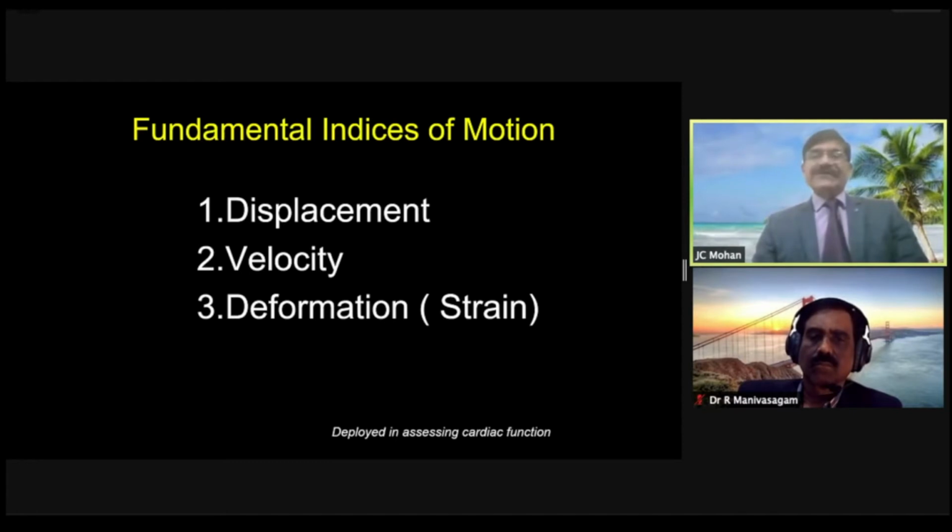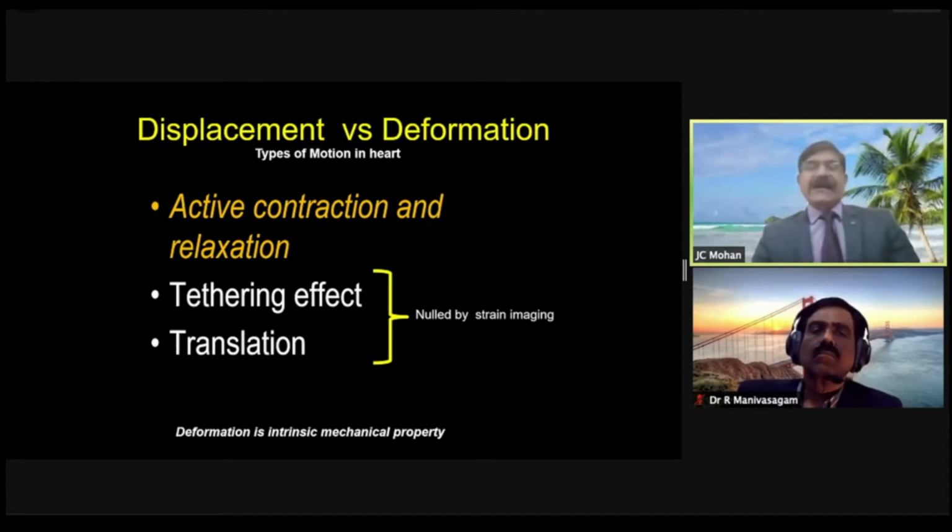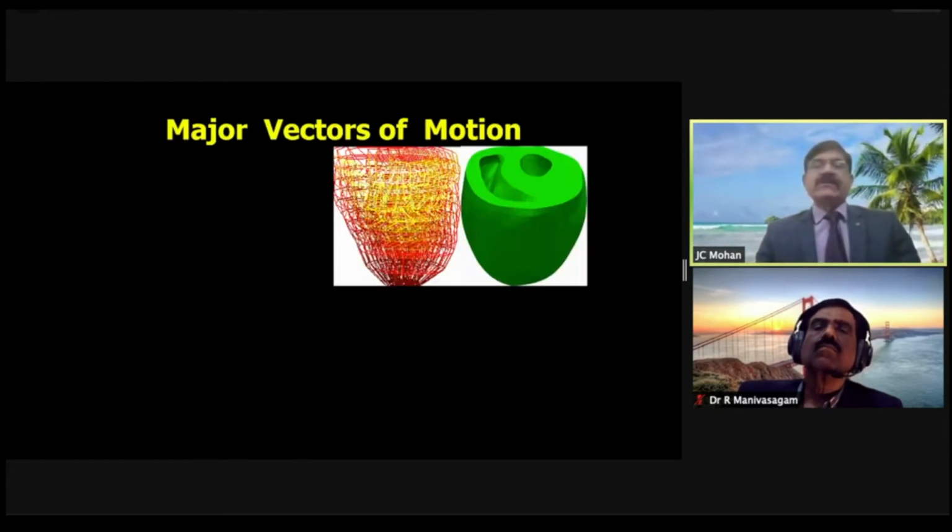And we use all these three indices for assessing cardiac function. So the difference between displacement versus deformation, both of which are types of motion, is that there is active contraction and relaxation for which we need deformation imaging, while tethering effect and translation also produce displacement, but it is a passive motion. Deformation is the only intrinsic mechanical property of the myocardium, and hence we should be ideally measuring deformation when we want to assess ventricular function or atrial function.